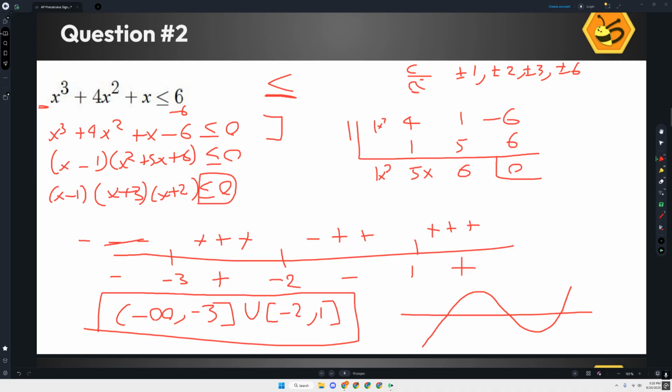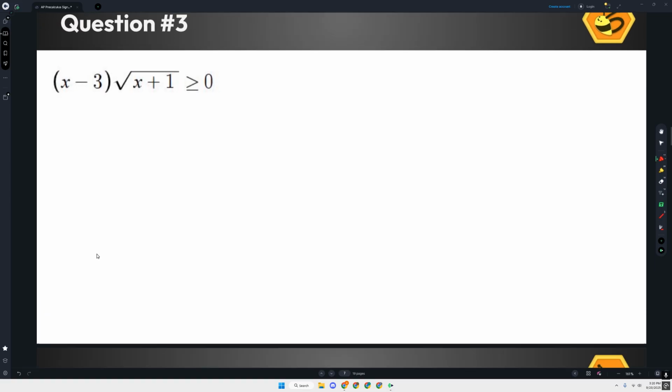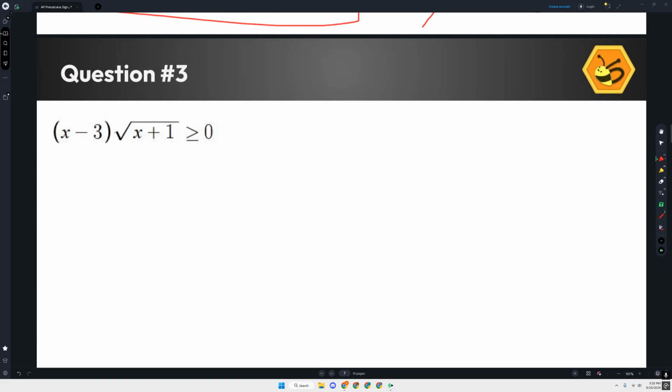Yeah, exactly. You want to draw it. The sign charts are just to save you time instead of plugging in each number and drawing. But we'll go to the next one now. Alright, so this one I will give about 3 minutes, because it's a bit of a harder one.